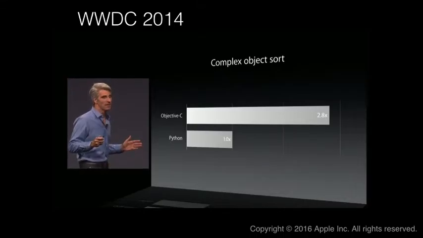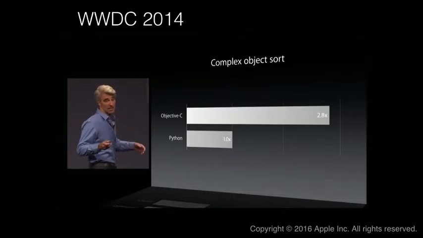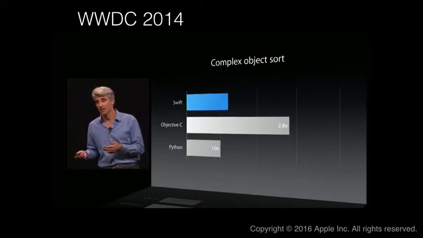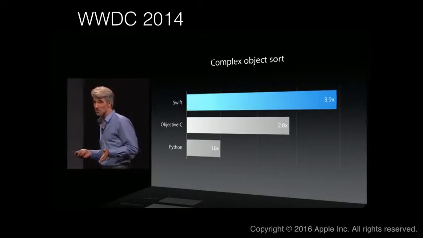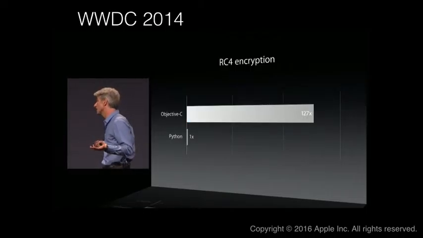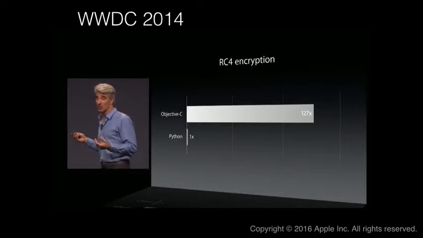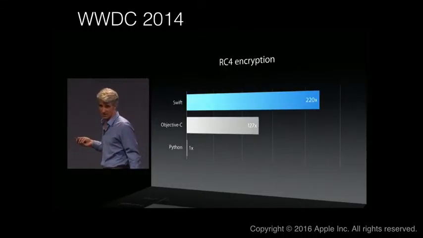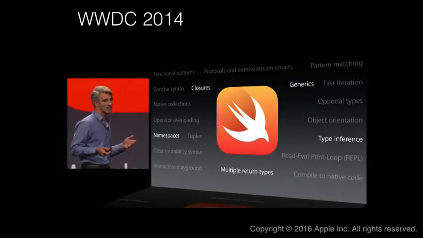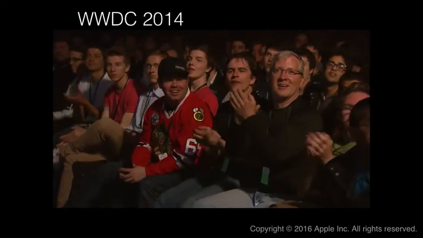When it comes to speed, Swift is great. Compare Python, a popular scripting language, with Objective-C when it comes to something like, let's say, complex object sort. Objective-C is a lot faster, but Swift is faster still. And take something like RC4 encryption, extremely computationally intensive. Python gets utterly crushed in this particular benchmark. But look at Swift. Now, Swift is also modern with features like closures, generics, type inference, multiple return types, and namespaces.